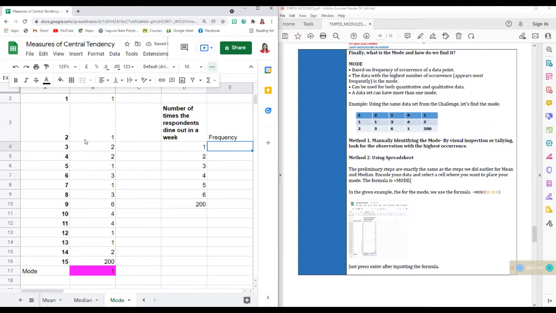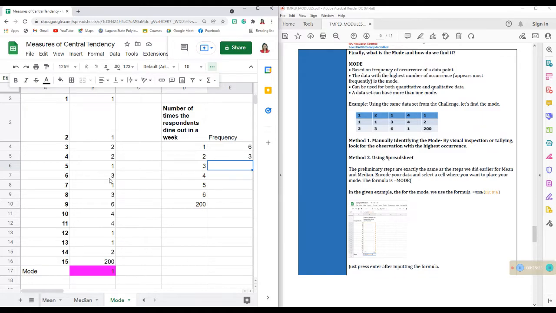So, frequency, ilang beses lumabas ang 1? 1, 2, 3, 4, 5. So, 5 times lumabas ang... hindi pala. 1, 2, 3, 4, 5, 6. 6 times pala lumabas ang 1. Ang 2, ilang beses? 1, 2, 3. Tatlong beses lumabas ang 2. May tatlong nagsagot na 2 times daw silang kumakain sa restaurant.